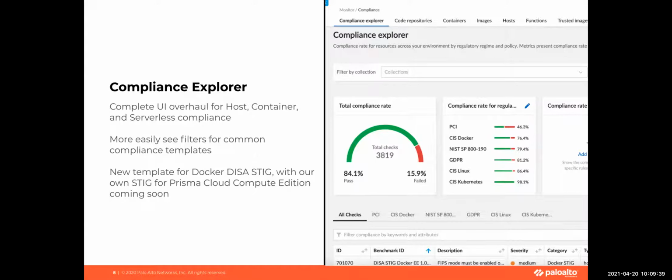So we are hoping that this will give you more actionable data. This will help you have an overall picture of your environment and not just related to container level or host level or resource level. And it will help you remediate more quickly as we provide data that is more efficient for reporting purposes. We're also introducing new templates for Docker, DSSDig with our own Prisma Cloud Compute Edition, which will be coming soon.